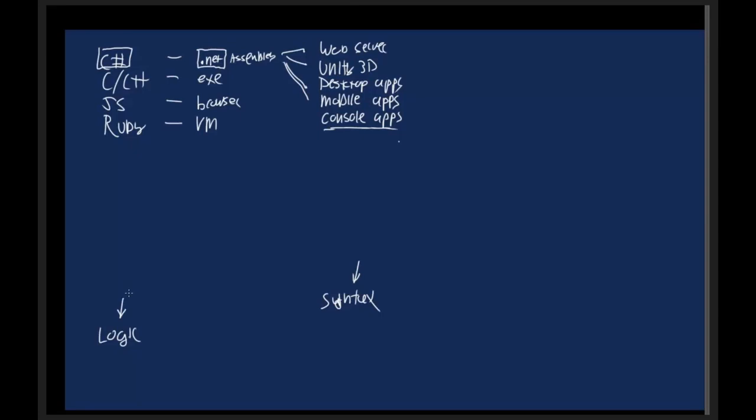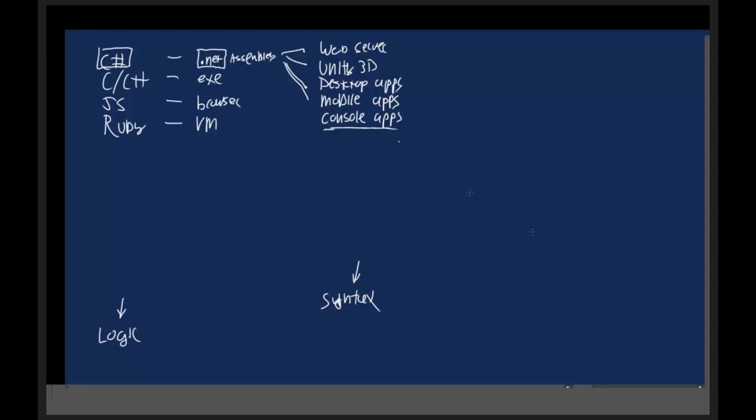So a language is a way to express logic in a form that humans understand in the form of syntax. We have C#, C, C++, JavaScript, Ruby, a variety of different languages. We're focusing on C#. C# gets converted into a .NET assembly.